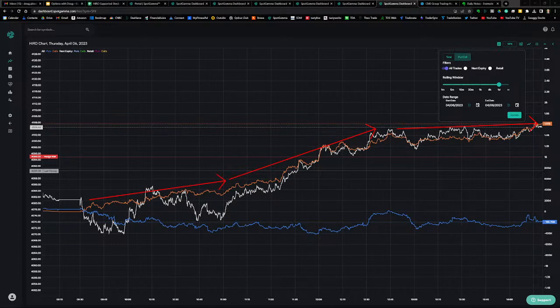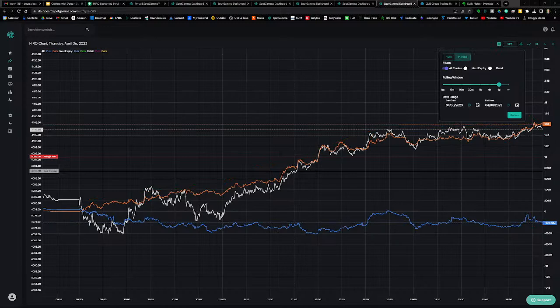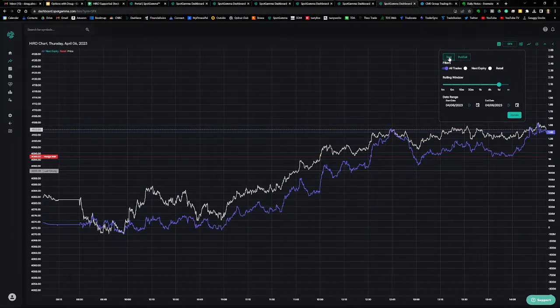And you can compare this number right here, this notional value, that's 1.6 billion versus minus 187 million. So call buyers are definitely in charge today. And this is just SPX. And this appears to be what is driving price today. Let's go back to the total signal.